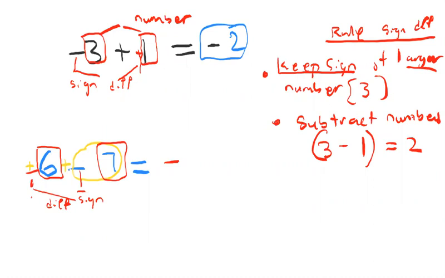Make sure we have the same color. And now we're dealing with the numbers. What's the difference between 7 and 6? So we'll take 7 minus 6, which is 1. So the answer is -1. Okay, so we're going to try 2 different problems of different signs and same sign. Let's go. Let's clear this out.